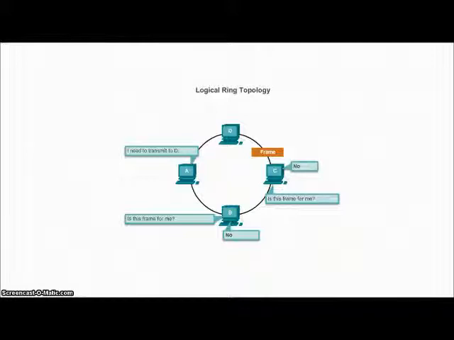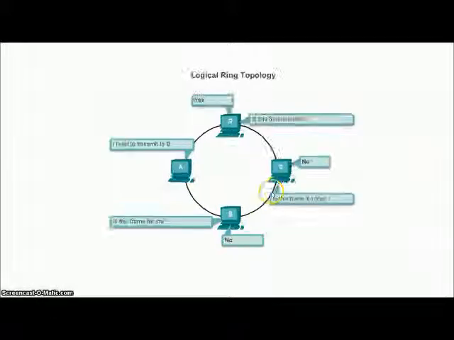Nodes in a logical ring topology remove the frame from the ring, examine the address, and send it on if it's not addressed to that node. In a ring, all nodes around the ring examine the frame. As we can see here, the frame has passed through these nodes, and then the frame reaches the node it was addressed to.